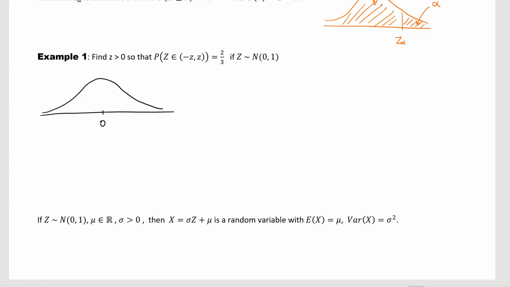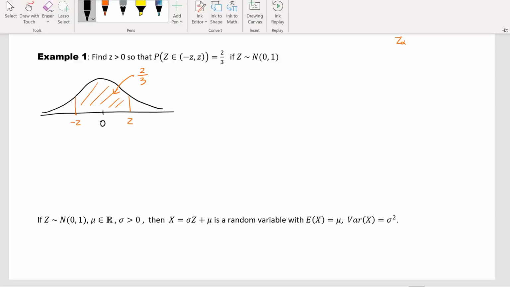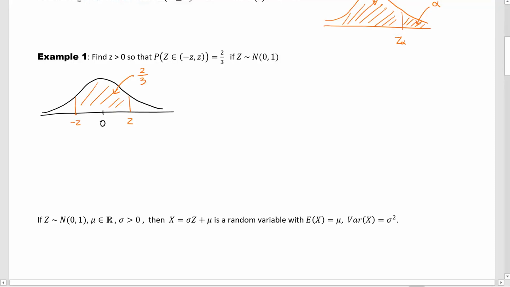So what do we want? We want a number z that is positive so that from minus z to z, and minus z because it's symmetric, we have minus z here, so that the probability Z lies in this range. So this area equals 2/3. If this area is 2/3, then what is this little area?